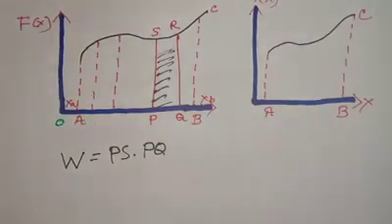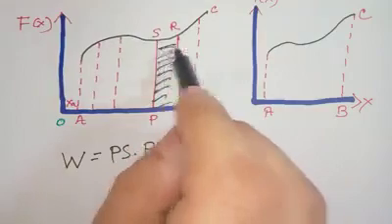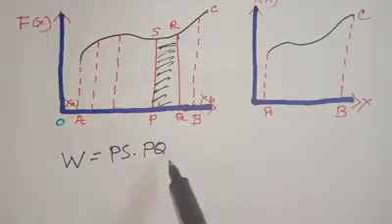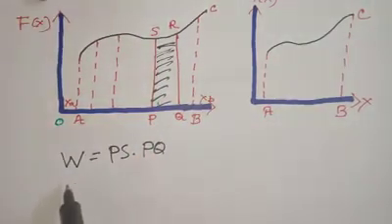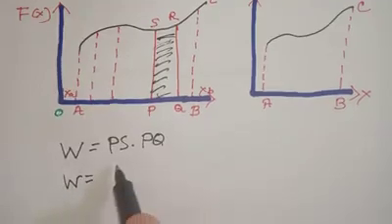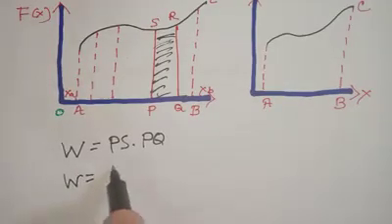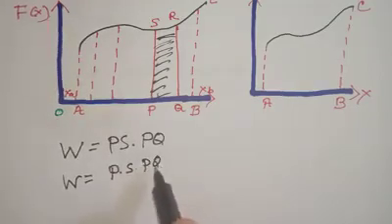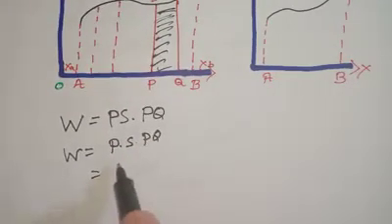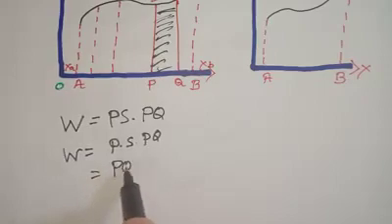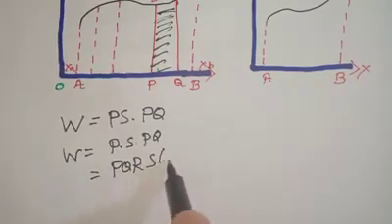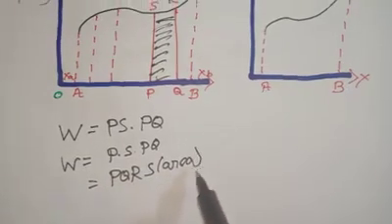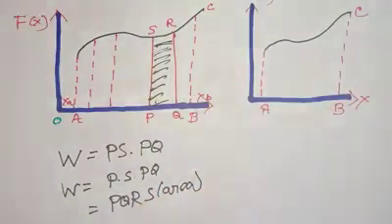So this is basically representing this area. So we can always write W equals PS times PQ. Yeah, PS, I'm so sorry. PS times PQ, which is again equal to PQRS, the area of this. So we write it as PQRS. That is the area we are concerned with.